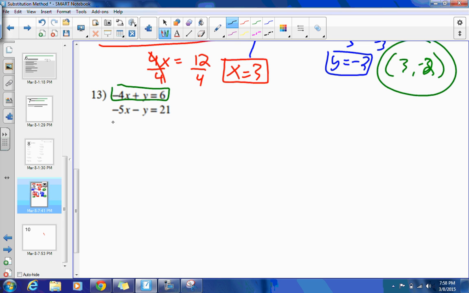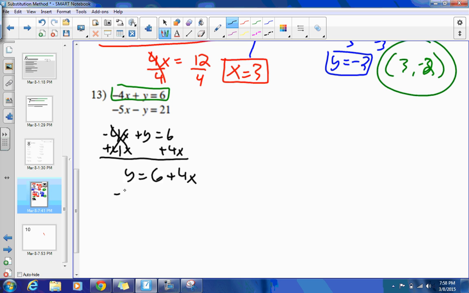So if I bring that down, -4x plus y equals 6. I'm going to add 4x to both sides so that it's just solved for y. I'm just going to cancel out that. We have 6 plus 4x. And then we also have our -5x minus y equals 21.